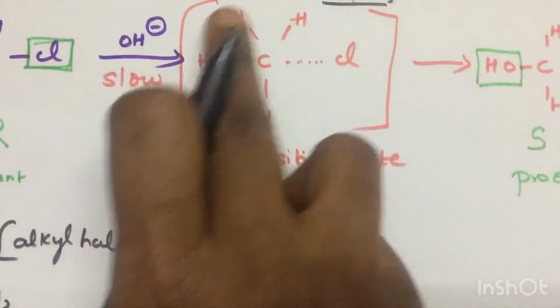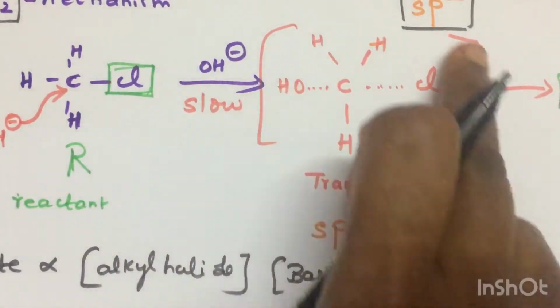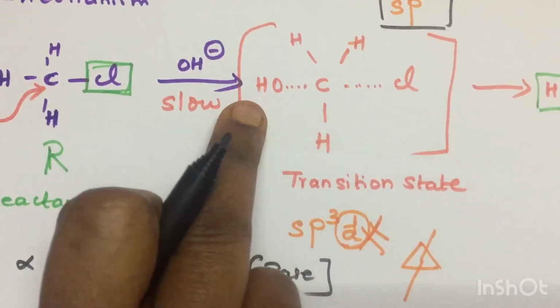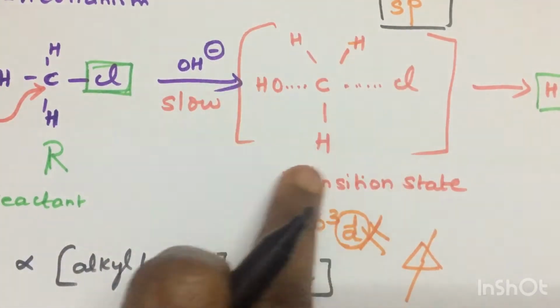One more thing, since there is overcrowdedness here, isn't it? The leaving group is there, the incoming group is there. This is overcrowdedness.